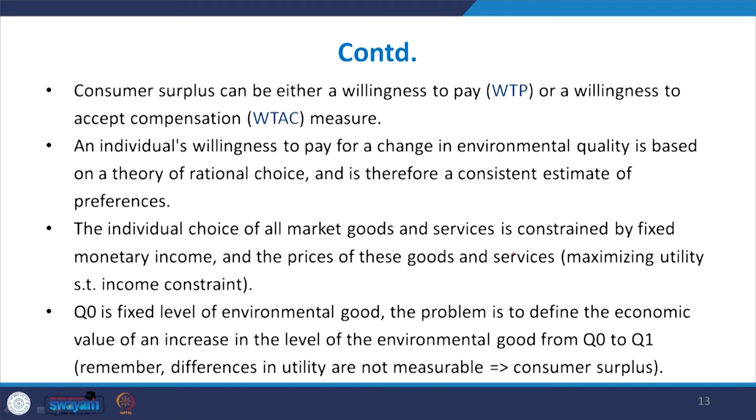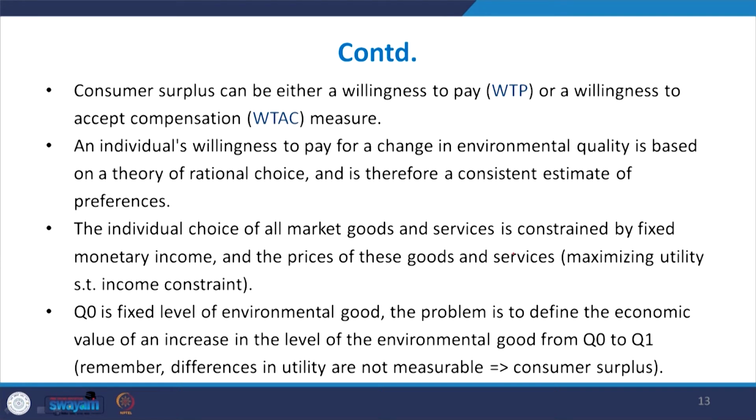Consumer surplus can be either a willingness to pay or a willingness to accept compensation. So, these two concepts are used. An individual's willingness to pay for a change in environmental quality is based on the theory of rational choice and is therefore a consistent estimate of preferences. Individual choice of all the market goods and services is constrained by the fixed monetary income and the prices of these goods and services, and utility is maximized subject to income constraints. So, that is what we study in microeconomics, that budget is constrained, with the given budget and given prices of the products, we have to make a rational choice of how much to consume of different kinds of products.